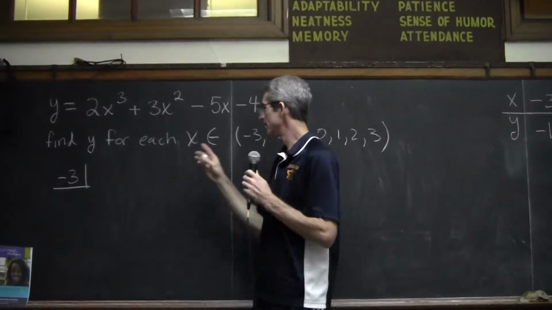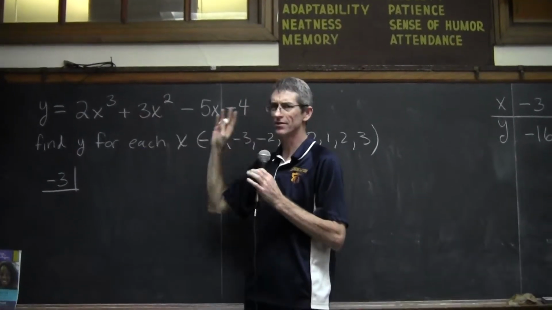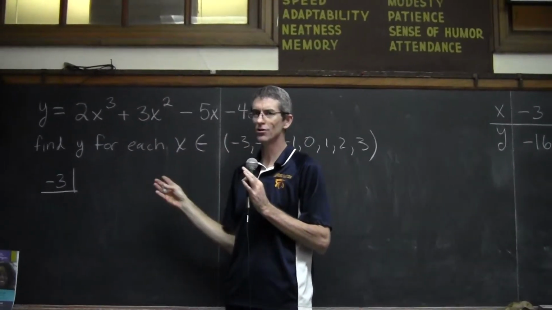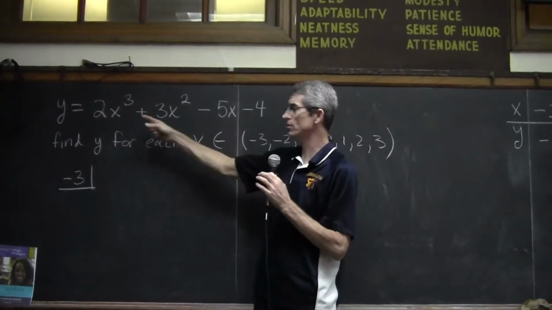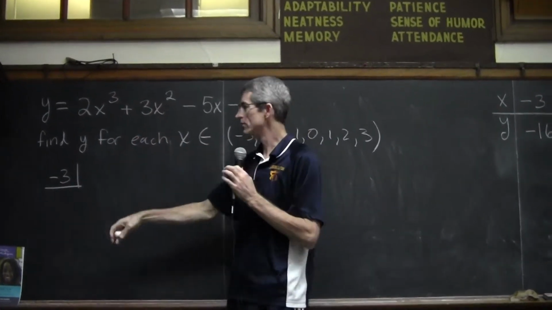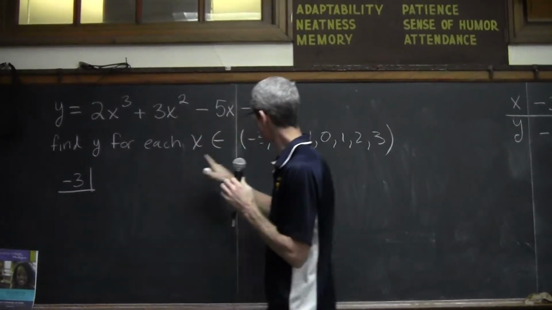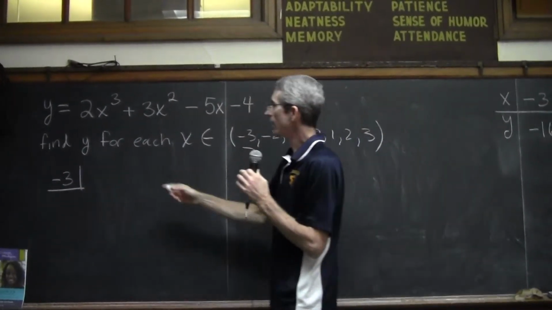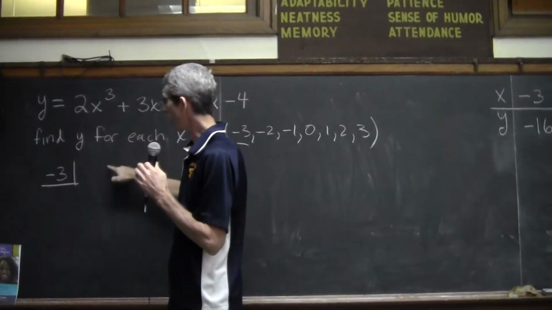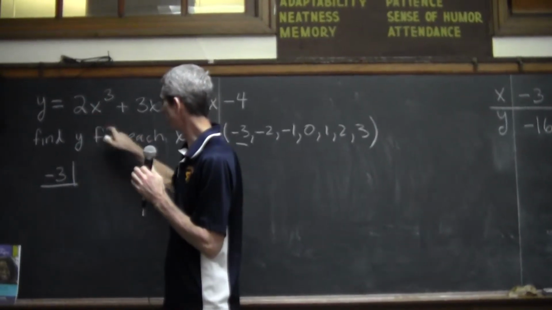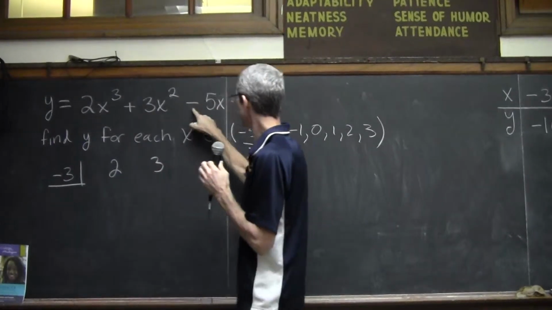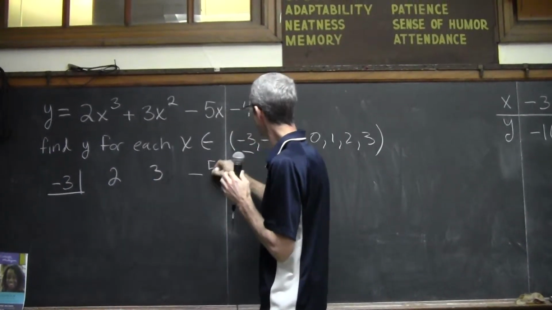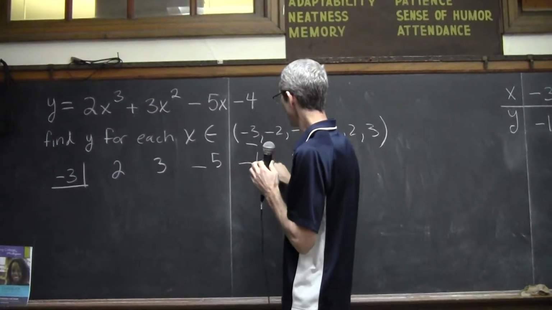Don't be tempted to just plug that in there and do all that math. It's easier to do it this way, except for maybe 0. 0 is pretty straightforward. You could plug 0 in and get y right away. So I'm going to set it up. I'm going to take the negative 3, I'll start with this one. And then I'm going to bring down the coefficients for each one: the 2, the 3, the negative 5, and the constant, negative 4.